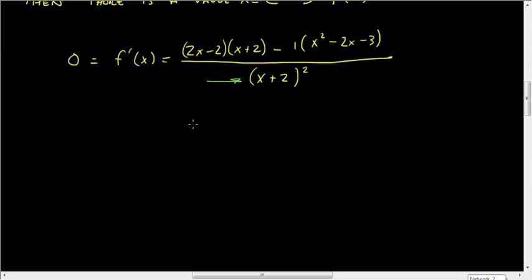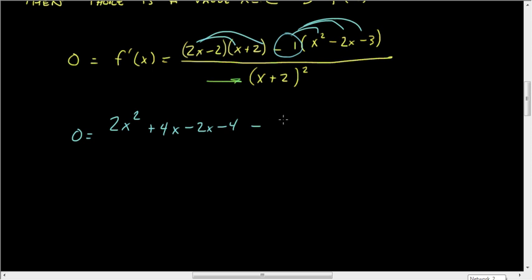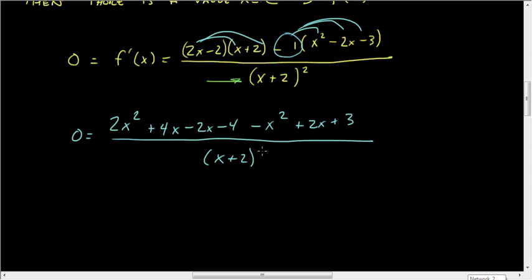Our derivative, if we do this out and simplify it a bit, is negative or 2x squared plus 4x minus 2x minus 4 minus, and now we take this and distribute that negative 1, minus x squared plus 2x plus 3 all over x plus 2 quantity squared. Now, looks nasty. Remember, we're looking for where it's 0. The bottom can never make it 0. In other words, we want to know when 0 equals the top.